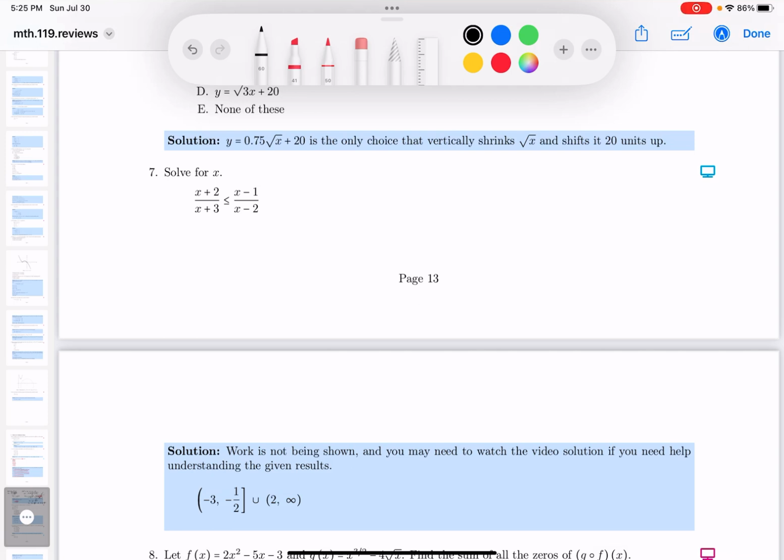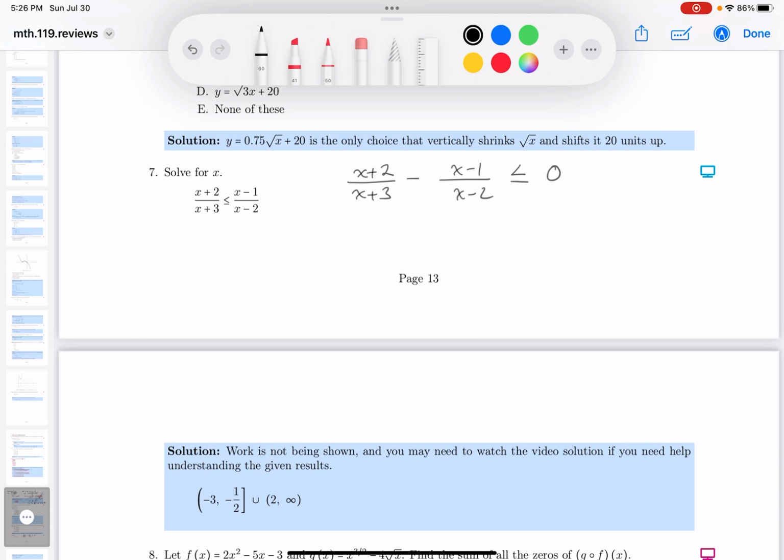All right, so a lot of people are looking for a shortcut to the problem. I don't recommend it. So what I'm going to recommend is to write down what I asked you to do, which is, this is a rational inequality, have it compared to 0. So I have to do that first. So x plus 2 over x plus 3, I'm going to subtract x minus 1 over x minus 2 from both sides. I get this.